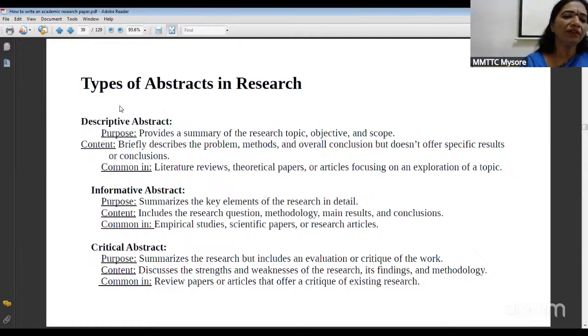Okay, so we will have types of abstracts. Many types of abstracts. First one is the descriptive abstract, and it will give you a descriptive idea about the topic. Next is the informative abstract. Okay, so that will summarize the key elements of the research in detail. And the critical abstract summarizes the research but includes an evaluation or critique of the work.